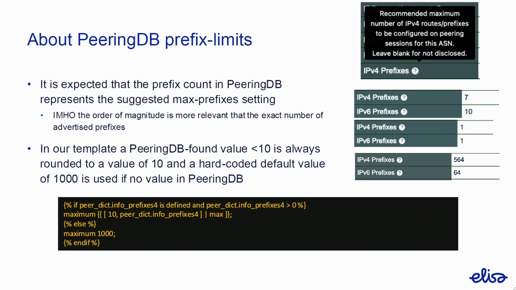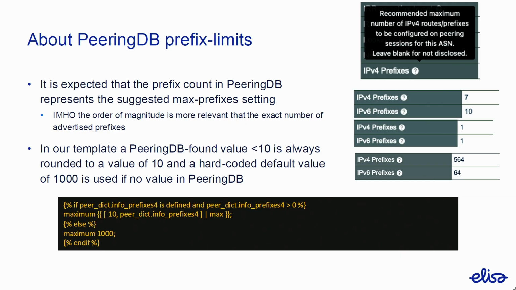And that's why our template works in a way that if the PeeringDB defined value is less than 10, we round it up to the minimum of 10. So 10 is always the minimum value in our generated configurations.